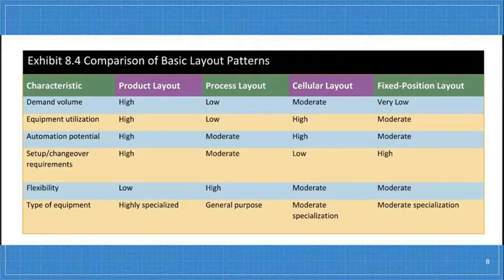For the cellular layout, demand volume is moderate to high, equipment utilization is high, automation potential is high, setup changeover requirements are low, flexibility is moderate, and type of equipment is moderate specialization. For the fixed position layout, demand volume is very low, equipment utilization is moderate, automation potential is moderate, setup or changeover requirements are high, flexibility is moderate, and type of equipment is moderate specialization. Next please.